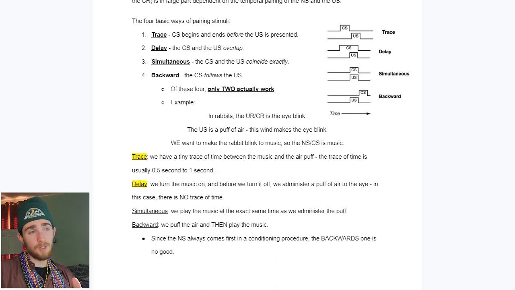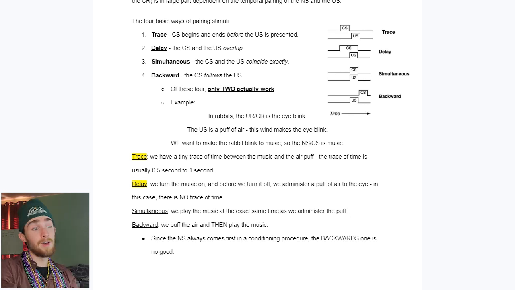So in rabbits, we're looking for an eye blink. Now, our unconditioned stimulus is a puff of air. Unconditioned stimulus puff of air naturally elicits an unconditioned response of an eye blink. Now, we want to make the rabbit blink to music, so our neutral stimulus is the music, and this will eventually become a conditioned stimulus, music, after pairing it enough times with the puff of air. With trace, we have a tiny trace of time between the music and the puff of air. This is usually a trace of time anywhere from half a second to 1 second.